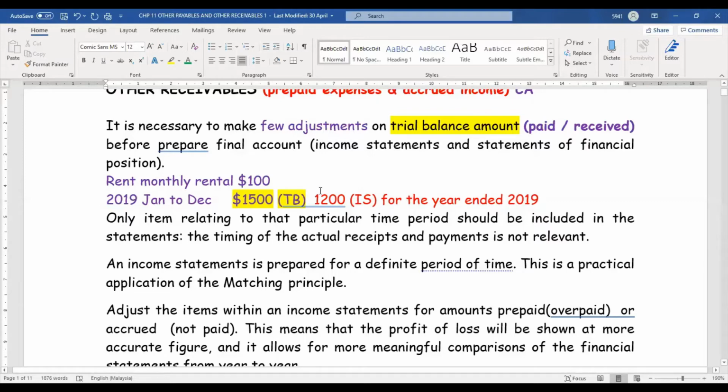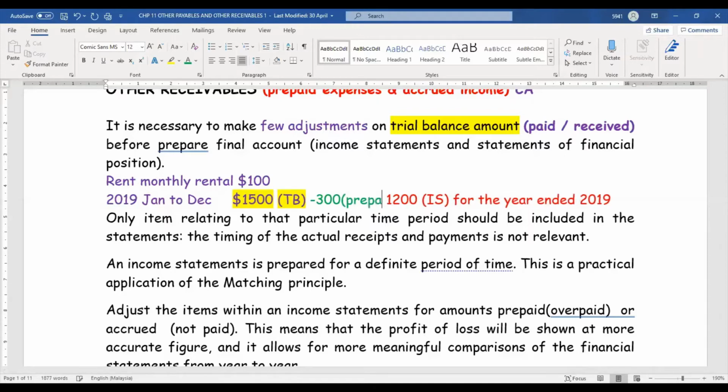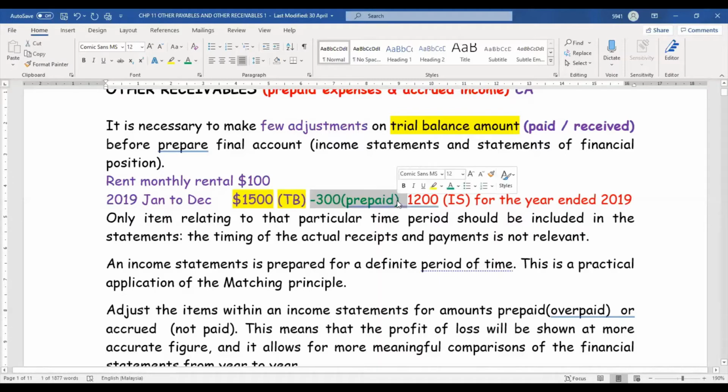In the trial balance, 1,500. Now you need to plus or minus. Minus how much? 300. And why do you minus? Because this 300 is your prepaid. Prepaid means the expenses that we already paid, but not for this year. It's for next year. So since it's not for this year, we minus the 300.